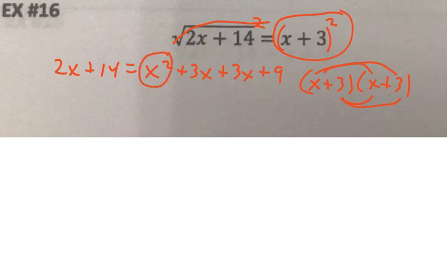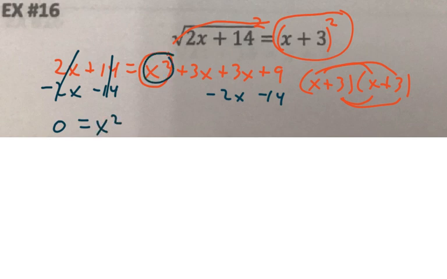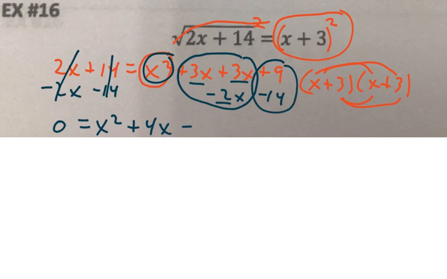Because we have an x squared, we want everything together equal to 0, right? That's how we solve a quadratic. So we're going to minus 2x both sides, because 2 minus 2 is 0, and we're going to minus 14 both sides. So I'll have 0 equal to x squared. Now let's put all our x's together. 3 plus 3 is 6, minus 2 is 4x. And 9 minus 14 is negative 5.